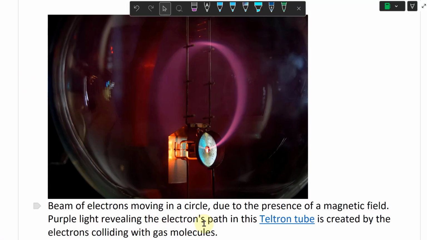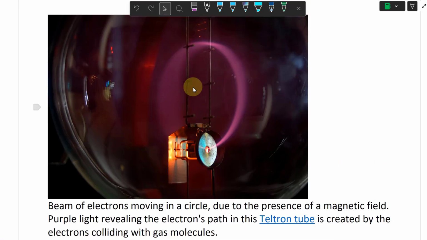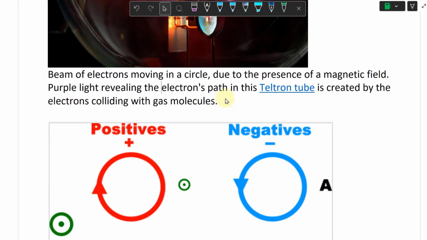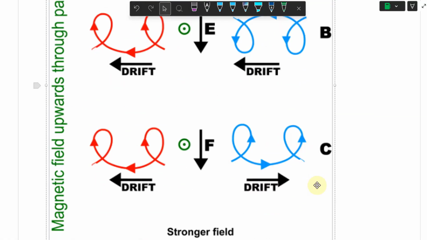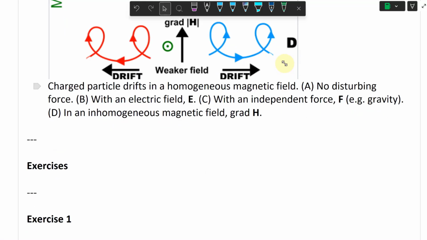Purple light reveals the electron's path in this Teltron tube. It's created by the electrons colliding with gas molecules. Again, it's the light that's getting excited and emitted outwards when they collide, as I went over in that previous article.